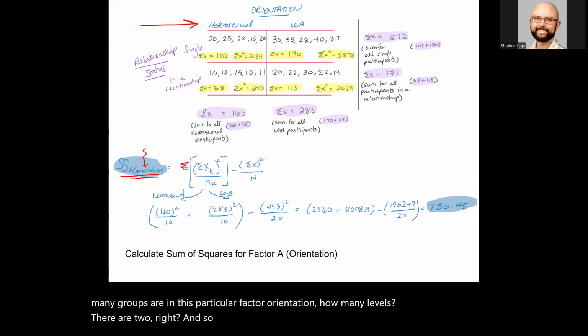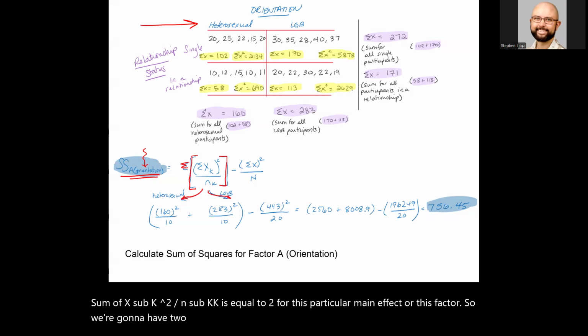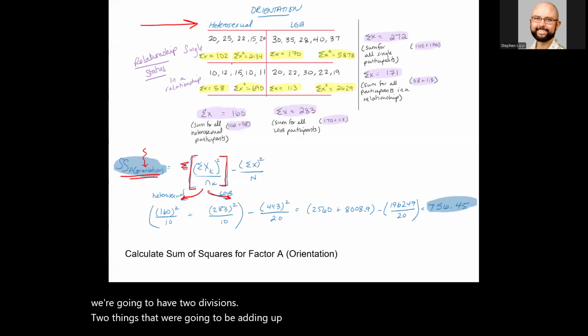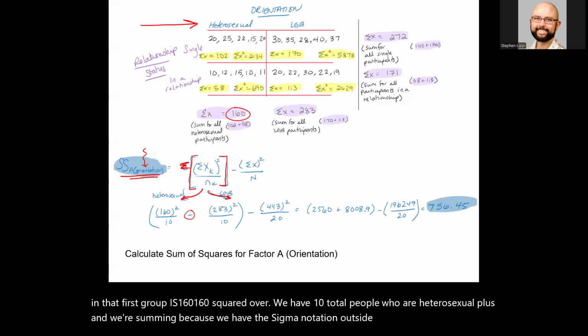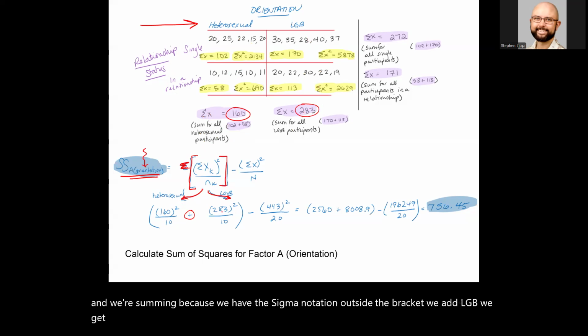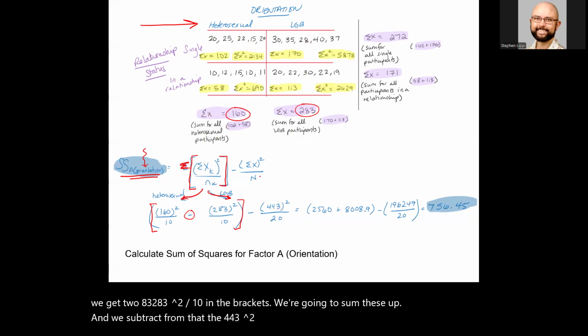And so when we are summing the sum of x sub k squared over n sub k, k is equal to 2 for this particular main effect or factor. So we're going to have two divisions, two things that we're going to be adding up. So the first is heterosexual. Well, the sum of x's in that first group is 160. 160 squared over, we have 10 total people who are heterosexual, plus, and we're summing because we have the sigma notation outside the bracket, we add LGB, we get 283. 283 squared over 10. In the brackets, we're going to sum these up. And we subtract from that the 443 squared over 20, which is what we used in the sums of squares total.